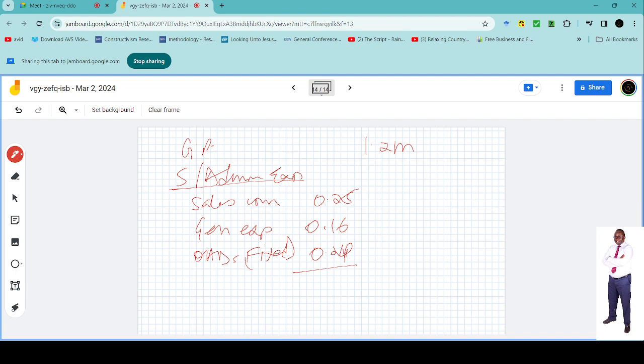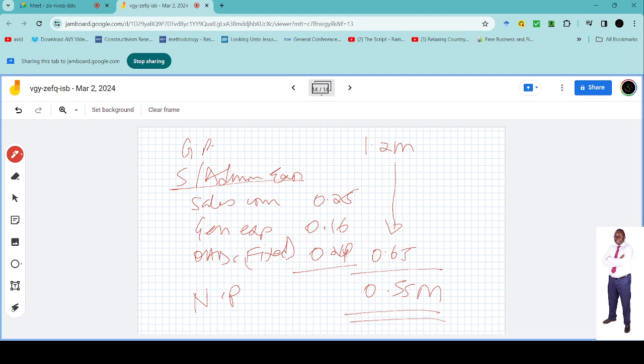0.25 plus 0.16 plus 0.24, we end up with 650,000. So that is 0.65. So if we subtract that, we get our net profit. So our net profit will be 1.2 minus 0.65, so that will be 0.55 million. So that is our net profit based on absorption costing.